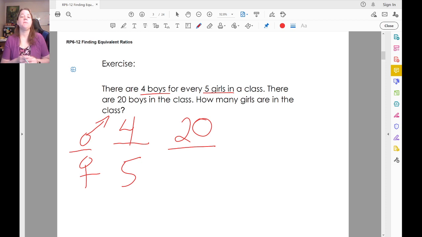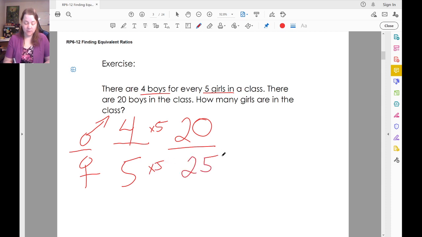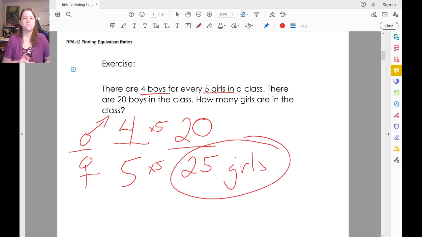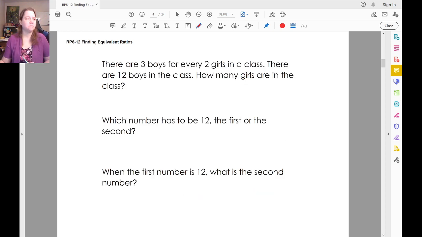So we could go ahead and we could name each and every ratio until we get there. Or we could know that 4 times 5 is 20. So I'm also going to multiply 5 by 5 so that I know there are 25 girls. I'm just completing a ratio.